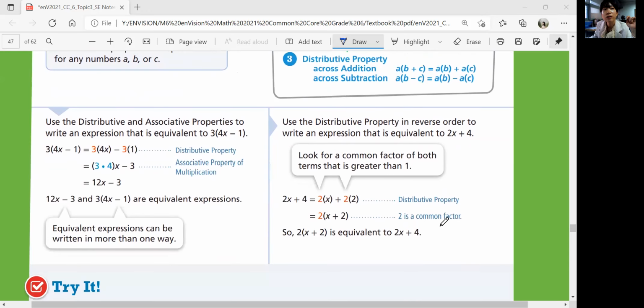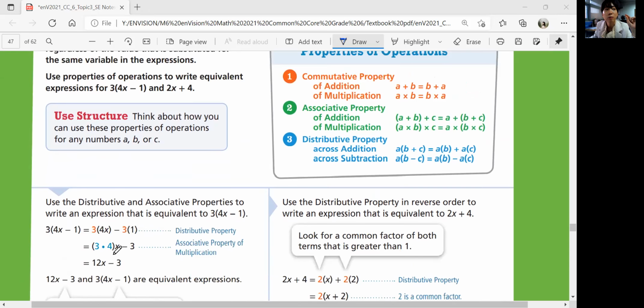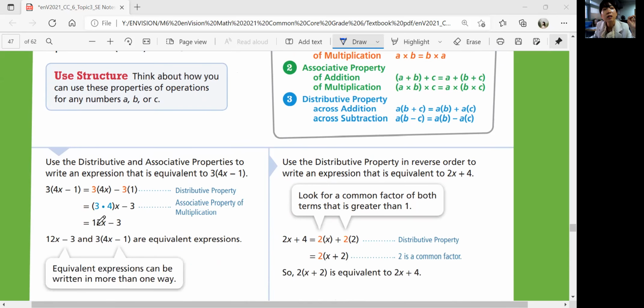All right, so using the distributive property and associative property, you can rewrite 3 times 4x minus 1 to multiply them out literally and get 12x minus 3, okay? So 12x minus 3 and 3 times 4x minus 1 are equivalent expressions. They're the same. They're always going to give you the same values when you plug in the same numbers for x, okay?